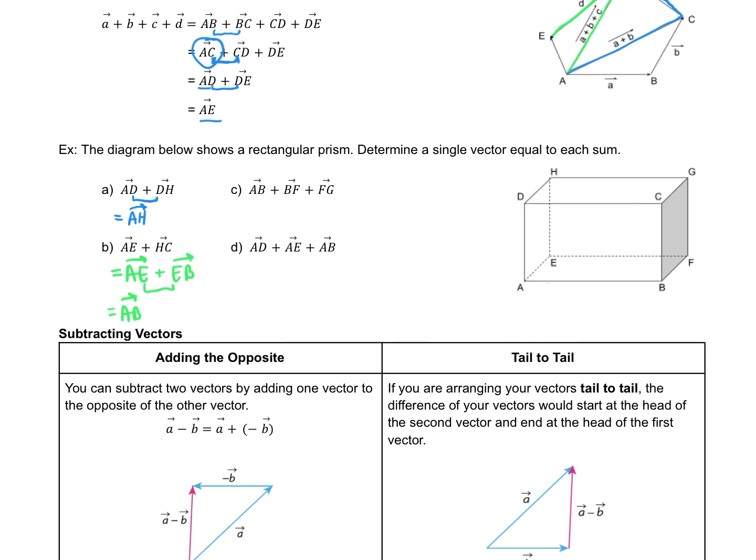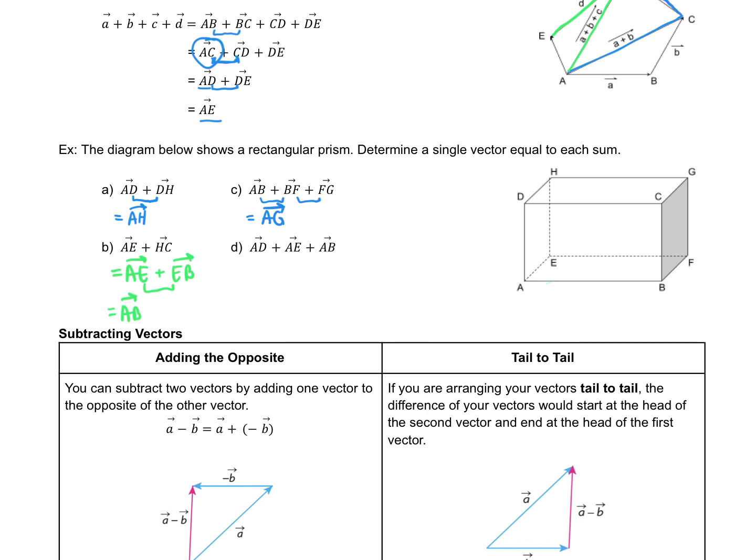Next, we have 3 vectors that we're adding. AB plus BF plus FG. Without even looking at my diagram first, I can see that all my vectors are lined up head to tail. The head of B with the tail of B. The head of F with the tail of F. So just looking at this, I'm already thinking that the vector will be AG.